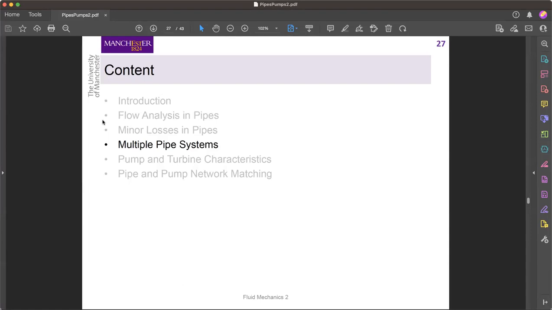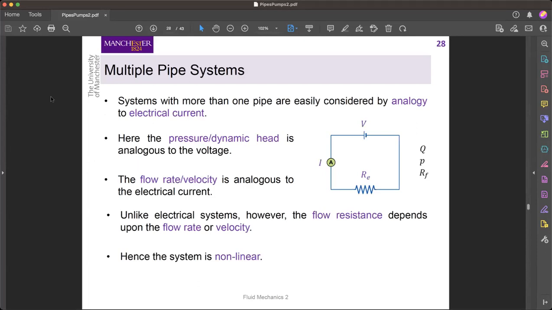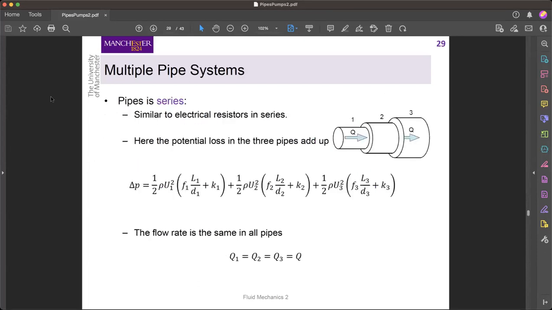Okay, let's move forward. Multiple pipe systems. We can have pipes in series and pipes in parallel. Pipes in series, in pipes in series, the flow rate will be constant.